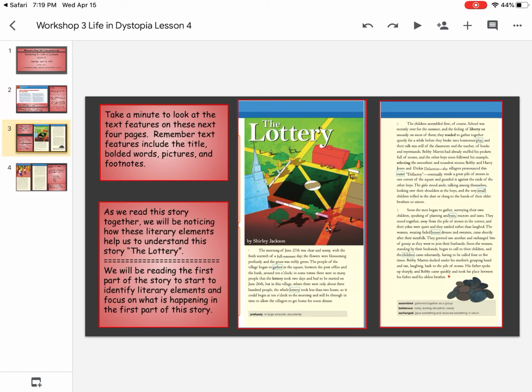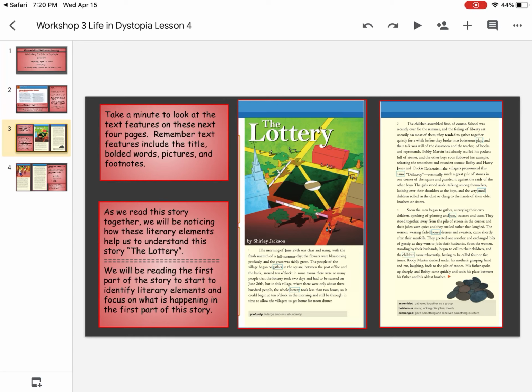On page 135, we have footnotes. Assembled, where people are assembled or together as a group. I think of an assembly. Boisterous, they're really kind of noisy, they're rowdy. And exchanged, when something is given and received in return. Okay, so keeping that in mind, if you need to look down at those as we read through, make sure you take advantage of those footnotes. All right, we're going to go ahead and start on page 134.